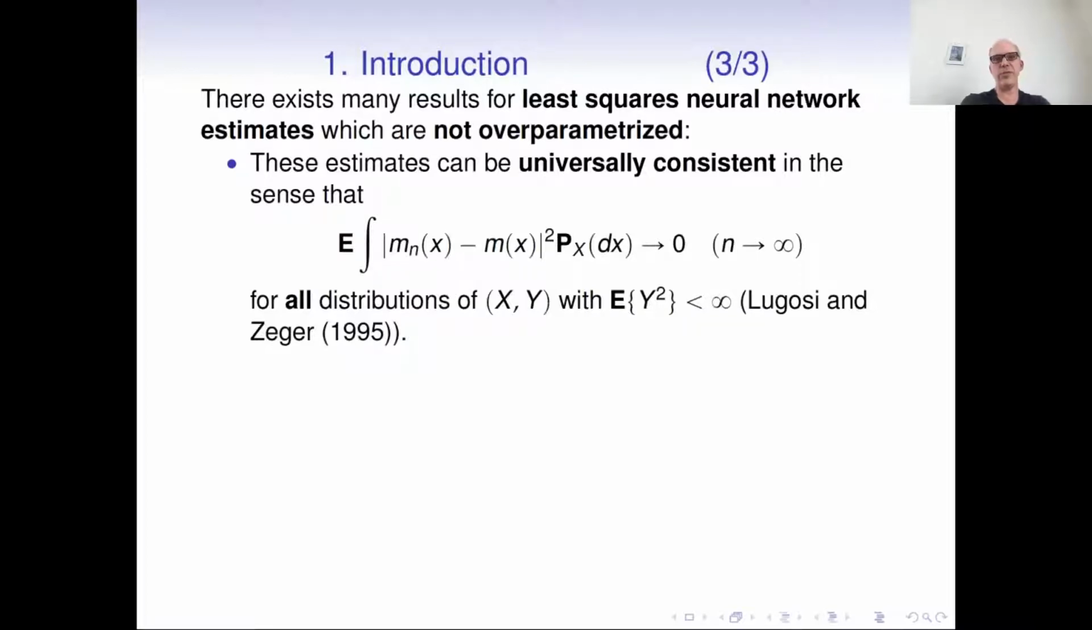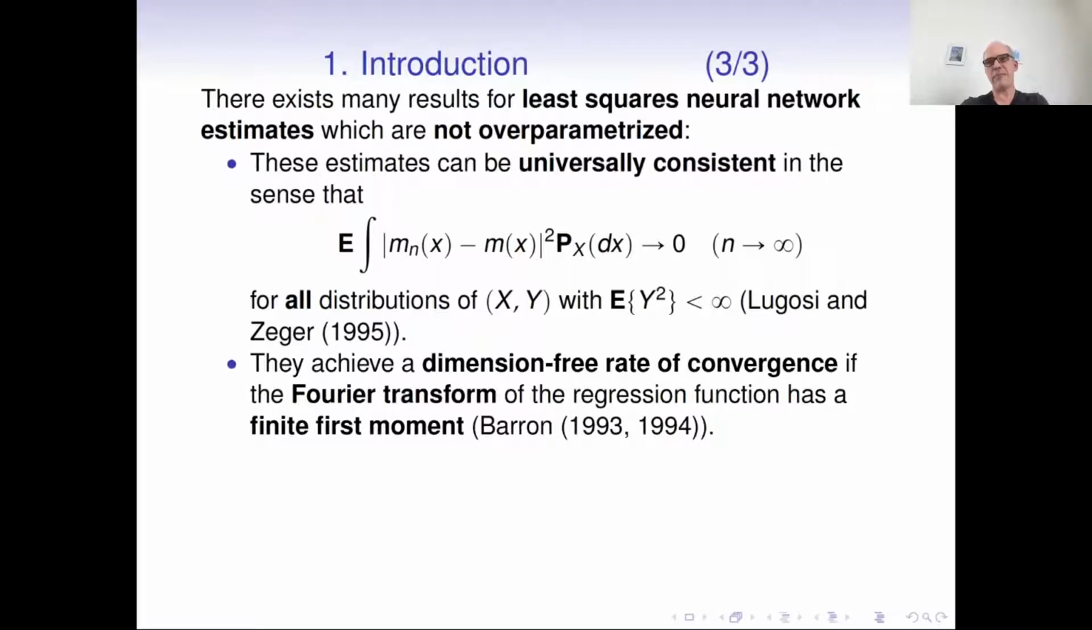There exist quite a few results for least squares neural network estimates, and in these classical results, the estimates are not overparameterized. For instance, it's well known that these estimates can be universally consistent. So if you take a class of neural networks with one hidden layer, and you let the number of neurons tend to infinity with sample size n tending to infinity, then these estimates turn out to be universally consistent, when you compute least squares estimates. So you use the neural network which minimizes the empirical L2 risk on your data points, and you don't bother how you compute it, so you don't use anything like gradient descent. Then these estimates are universally consistent in the sense that the expected L2 error of these estimates converges to 0 for all distributions of (X, Y) with expectation of Y^2 less than infinity.